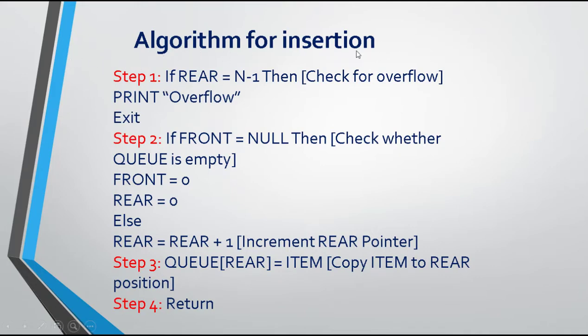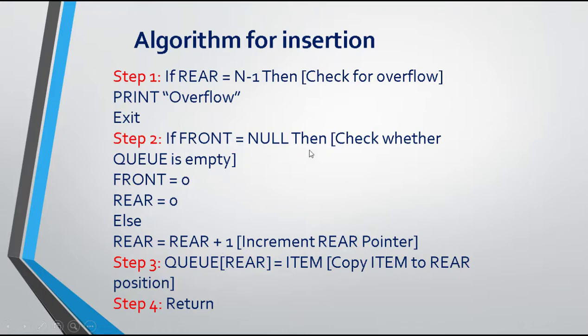The algorithm for insertion. Insertion means enqueue. In step 1, if rear is equal to n minus 1, then it will check whether the elements are full. Okay, in the queue all the elements are already present, you can't enter any more elements, then it will print overflow and exit. Step 2, if front is equal to null, then there are no elements in the queue, the queue is empty. In that case front is equal to 0 and rear is equal to 0, and then the element will be inserted in the queue.